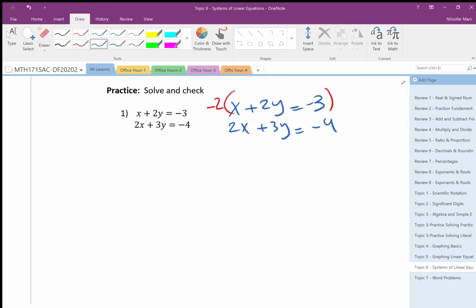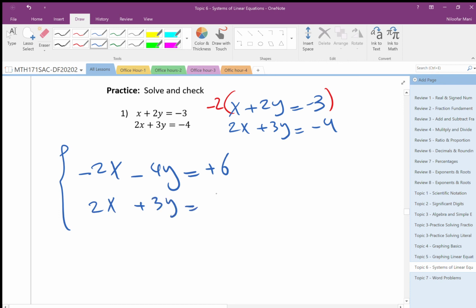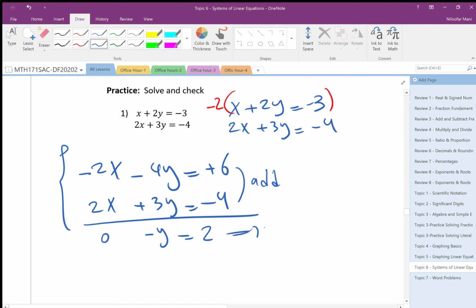Okay, so it is minus 2x minus 4y equals 6, 2x plus 3y equal minus 4, right? And then when I add them, perfect. I can see I remove x. If I see I don't remove anything, means I made a mistake. I have to go back and check my work. Okay, so when I add them, it's 0 minus y equal 2. So therefore y is minus 2.